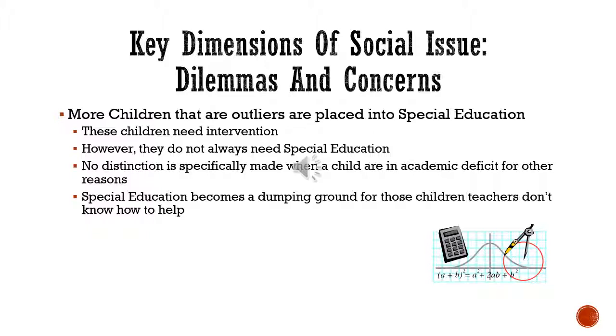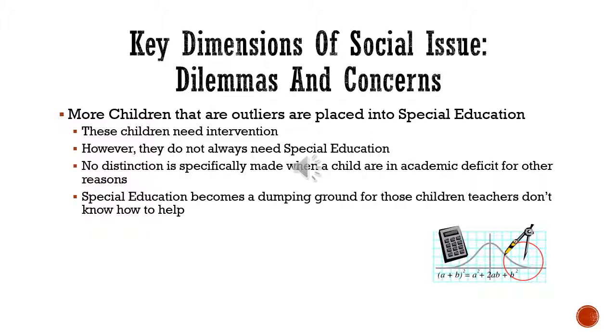Considering all of this information, these are my proposed dilemmas and concerns. More and more children that are outliers on the academic bell curve for non-academic reasons are dumped into special education. These children do need intervention. However, they do not always need special education, and some also may need special education in conjunction with other interventions.